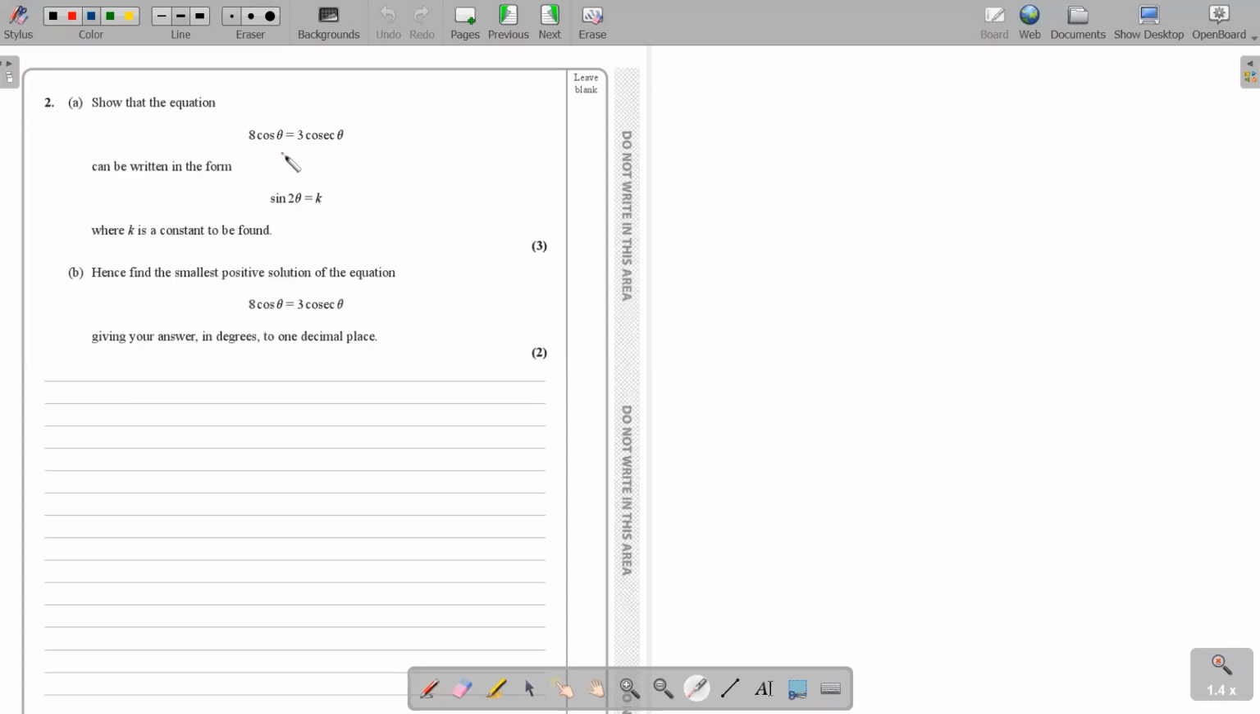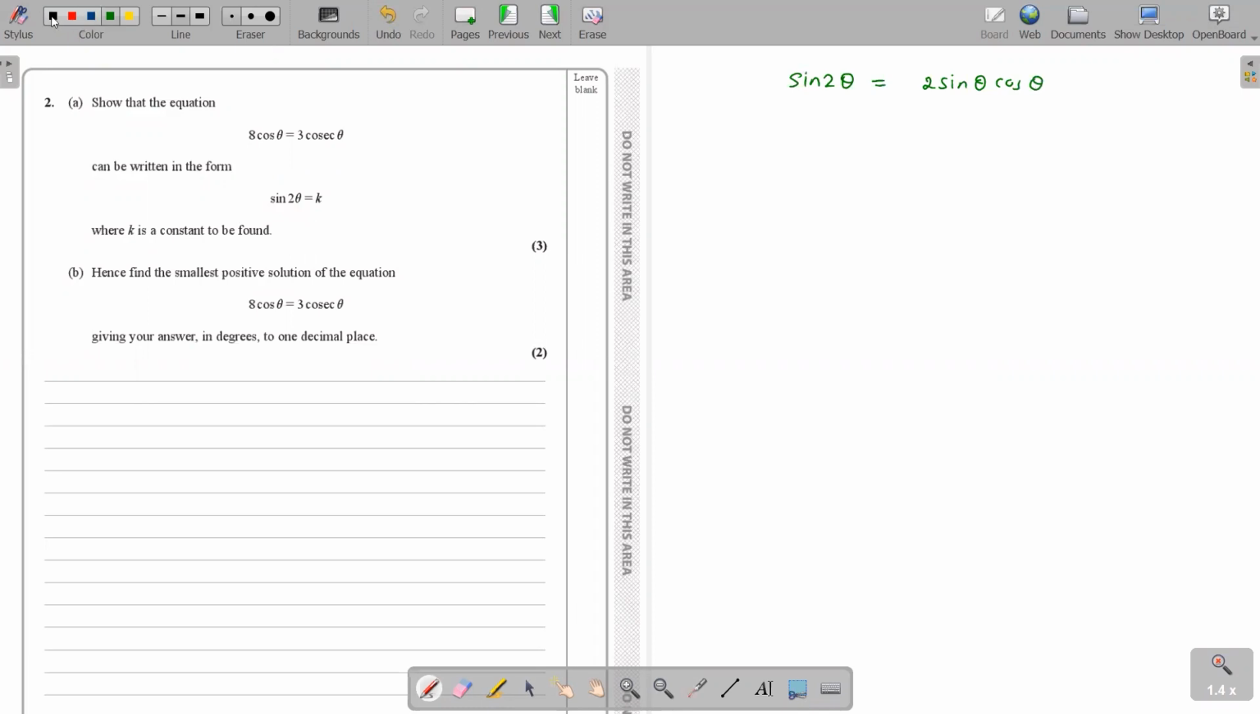Show that the equation 8 cos theta equals 3 cosec theta can be written in the form sine 2 theta equals k. So when you see sine 2 theta, what comes into your head? Definitely we understand we are going to use the double angle rule. So what's the double angle rule that we use here? Sine 2 theta is equal to what? 2 sine theta cos theta. This is the main double angle rule we have for sine.